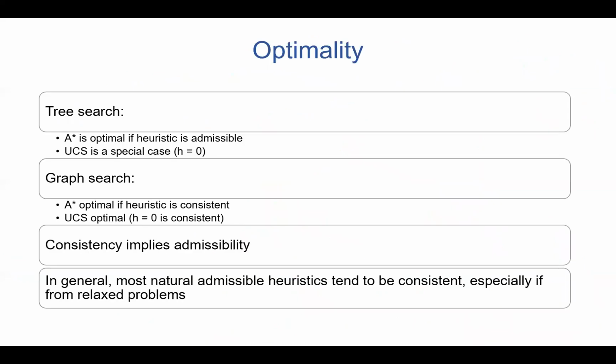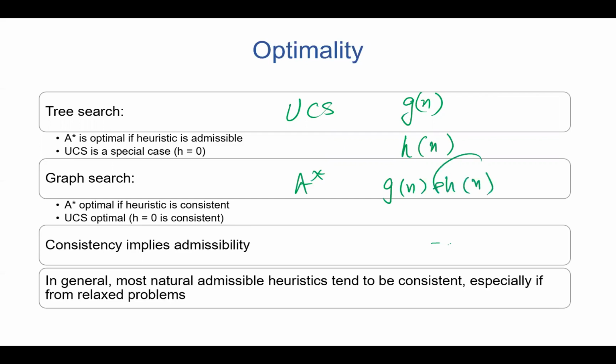By the way, UCS is a special case of A*. You know how? UCS looks at g of n, right? Greedy looks at h of n. A* looks at g of n plus h of n. What if we set h of n equals 0 for all the nodes? Then UCS becomes a special case of A*, right? UCS is the special case of A*.